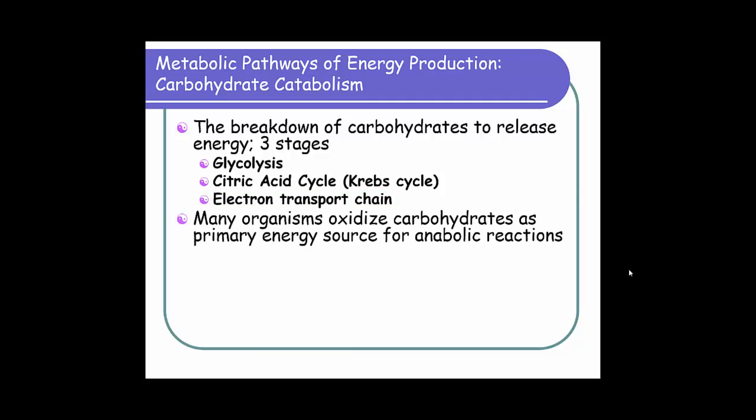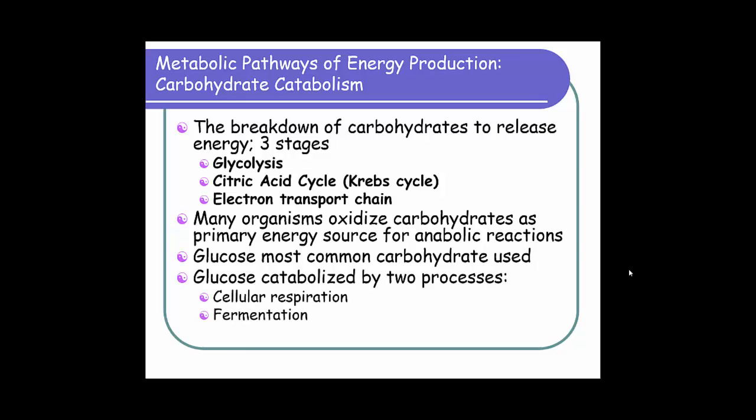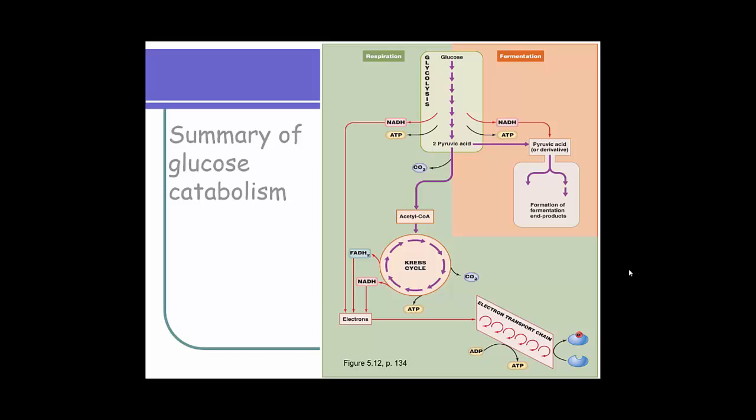Many organisms oxidize carbohydrates as a primary energy source for these anabolic reactions to make ATP. Glucose is the most common carbohydrate used, and so we will look at glucose catabolism. Glucose can be catabolized by two processes: cellular respiration and fermentation. Here is cellular respiration and fermentation in a simplified flowchart. Again, we'll look at each of these steps in detail.